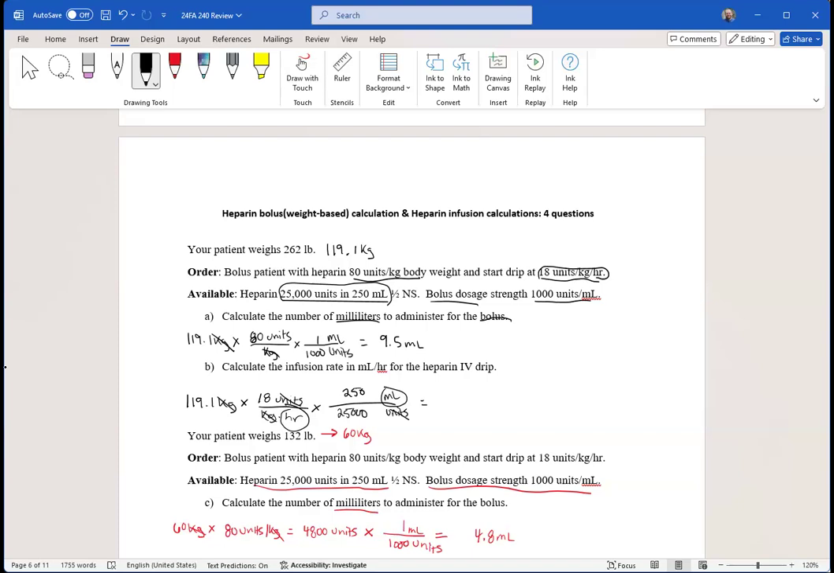So I'm going to take that 119.1 times 18 times 250, and I'm going to divide by 25,000. And I'm going to get 21.438. So we're just going to round that to 21.4 mL per hour.